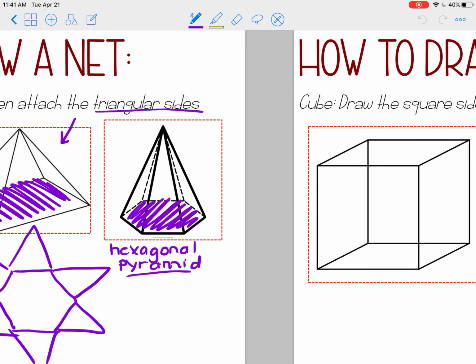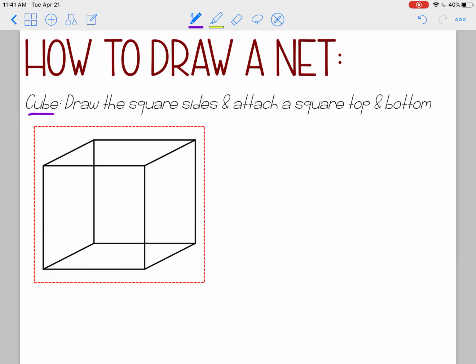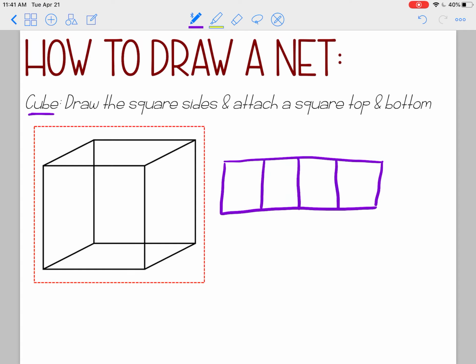Okay. Then the last one we're going to talk about is our cube. The nets for cubes are easy to draw because, like we said, they're all squares. Since they're all squares, there are 4 square sides and then a square top and a square bottom. There are lots and lots of different nets for a cube. All you have to do is draw the 4 square sides. So there's 1, 2, 3, 4, and then attach your square top and your square bottom. There's lots of different ways that you can do that. So there's lots of different nets for a cube.